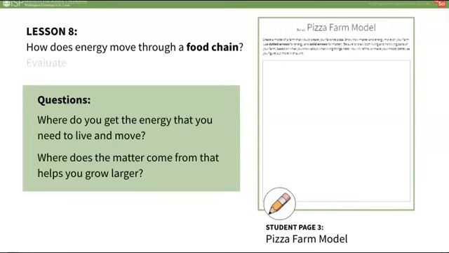Next, allow students to use their models and think, pair, share. Students should be able to articulate that the energy ultimately comes from the sun and then from the plants and/or animals they eat. The plants capture the energy during photosynthesis. The matter comes from the plants and/or animals they eat.